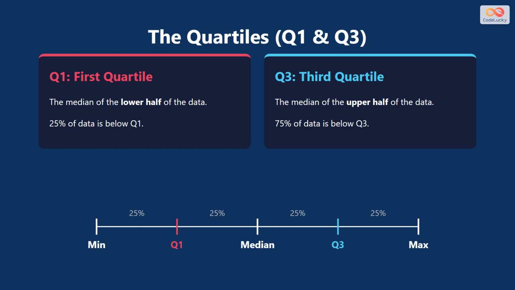Now let's look at the quartiles. The first quartile, Q1, is essentially the median of the lower half of the data. It marks the 25th percentile. The third quartile, Q3, is the median of the upper half, marking the 75th percentile. These two values define the edges of our box.